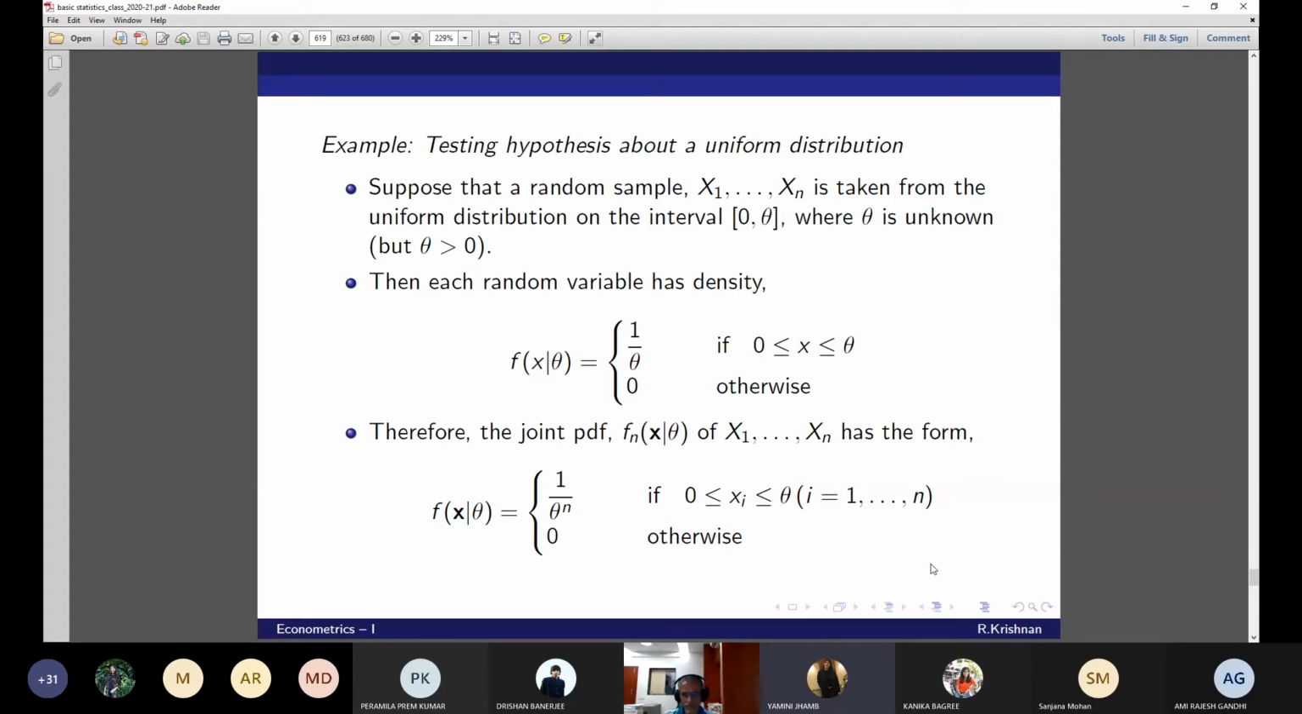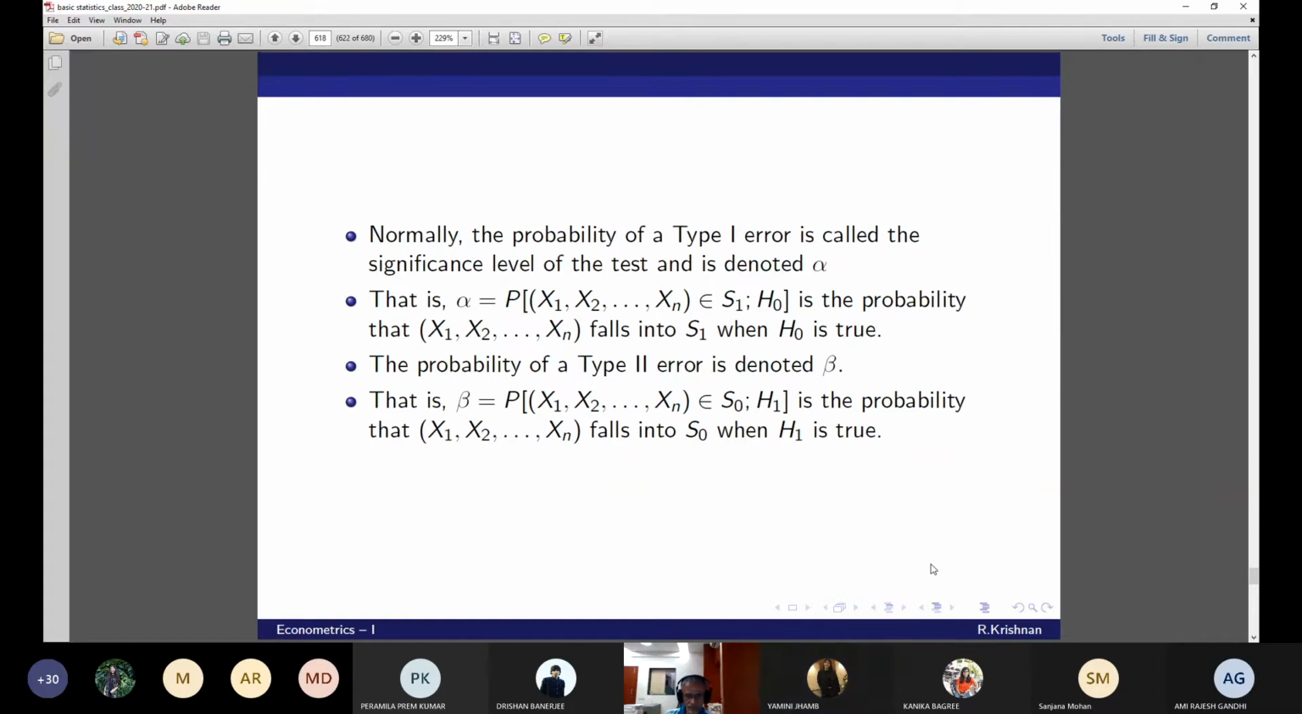Excuse me, sir, could you go back to the previous slide? Here you said that beta is a type 2 error and also called the power function. But isn't power function 1 minus...? No, not power function, not power function. Oh, okay.